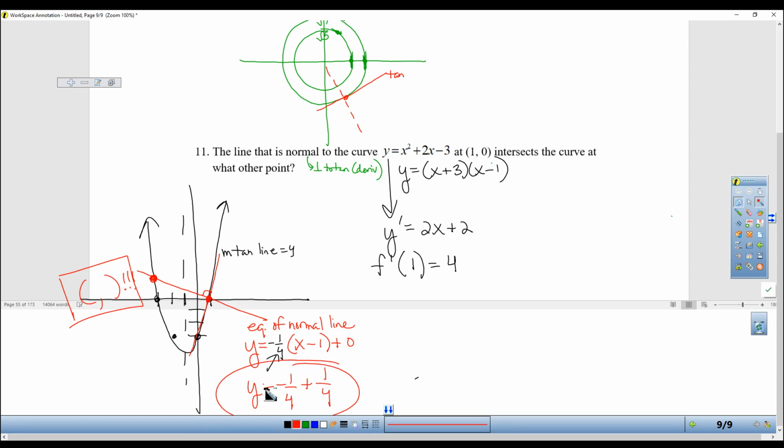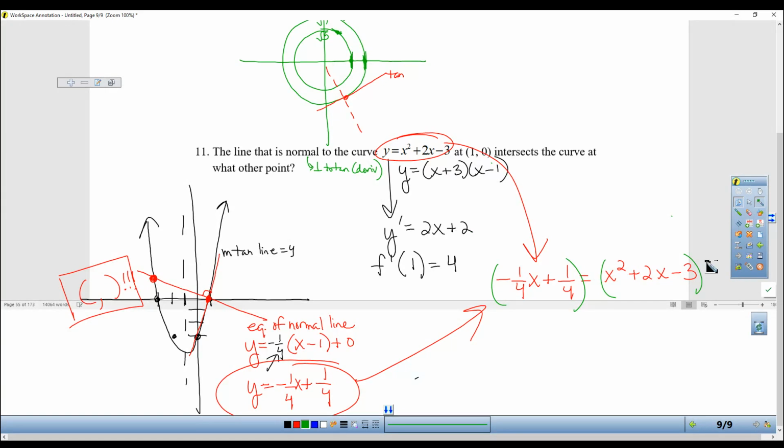So now I have a line and I have a curve. I want to know where they're equal to each other. So I set them equal to each other. Where do they intersect? Negative 1/4 x plus 1/4 is equal to x squared plus 2x minus 3. All right, nobody likes the fractions. Get rid of the fractions. Whenever you have fractions, your first step should just be to clear them. So now I have negative x plus 1, and yeah, now I have a 4x squared. This is not the end of the world.